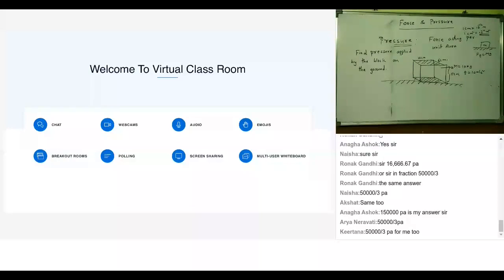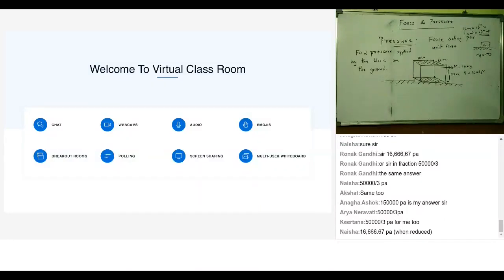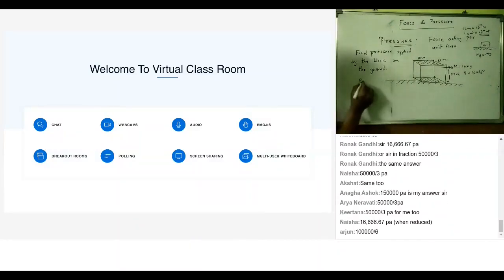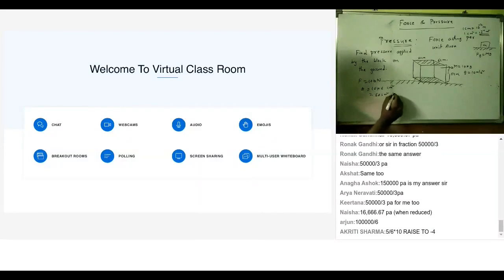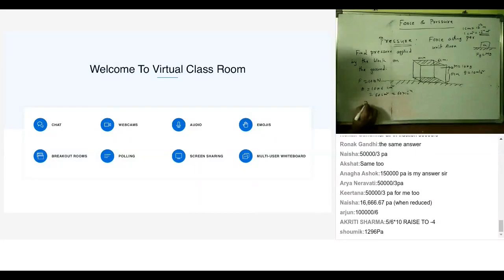Okay, so let's do it. I think almost all of you got it correct. 50,000 by 3. I think that's the answer. Let me check. So what is area here? Force remains 100. There is no change in force. Area is 10 into 6 centimeters square, so that is 60 centimeters square. That can be written as 60 into 10 power minus 4. So pressure equal to F by A, that would be equal to 100 by 60 into 10 power minus 4.